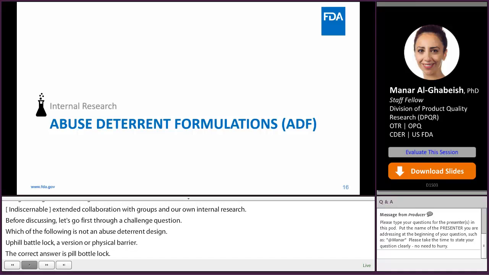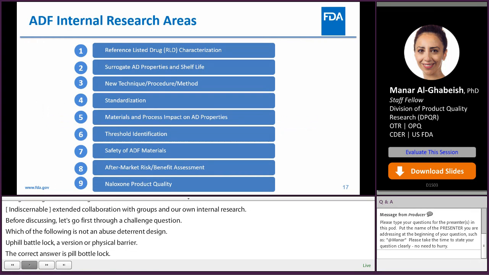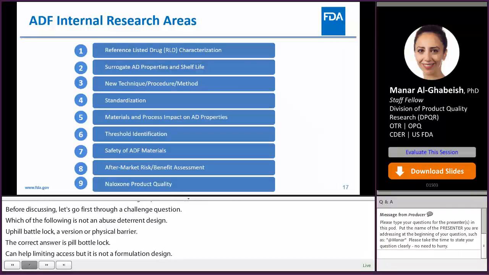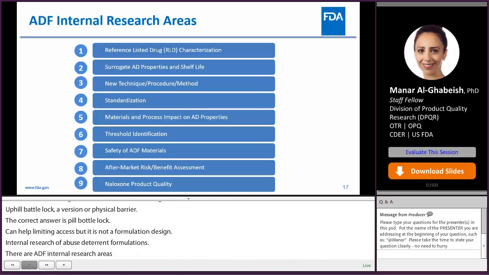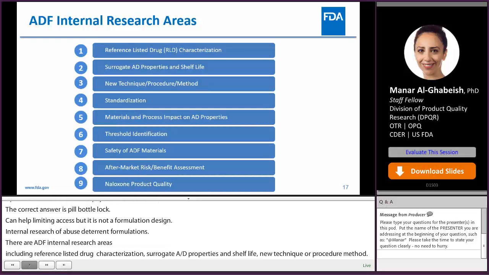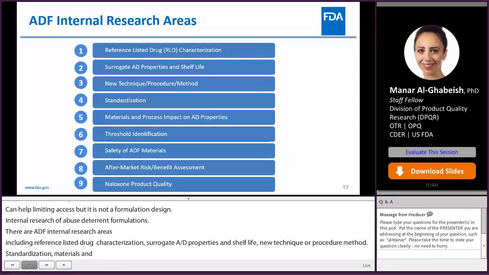Internal research of abuse-deterrent formulation. ADF internal research included several areas, which are reference-listed drug RLD characterization, surrogate AD properties and shelf life, new techniques and procedure, standardization of methods, material and process impact on AD properties, threshold identification, safety of ADF, after-market risk-benefit assessment, and naloxone product quality. I will be talking about some examples of the research done in some of these areas.